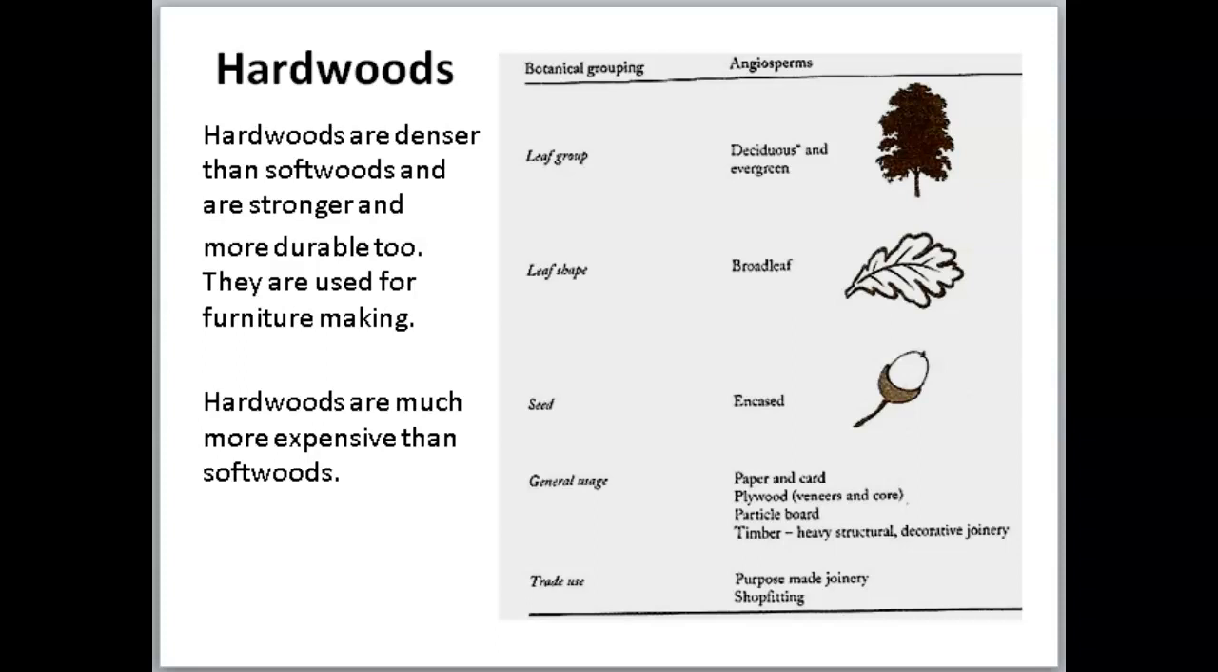As can be seen by the diagram, we are seeing the botanical grouping when we're looking at the angiosperm, which is the scientific term that relates to hardwoods. So we see the leaf group, which is deciduous and evergreen, leaf shape, which is broadleaf, seed, which is encased as shown, general usage: paper and card, plywood, veneers and core, particle board, timber, heavy structural, decorative joinery, and trade use: purpose-made joinery or shop fitting.